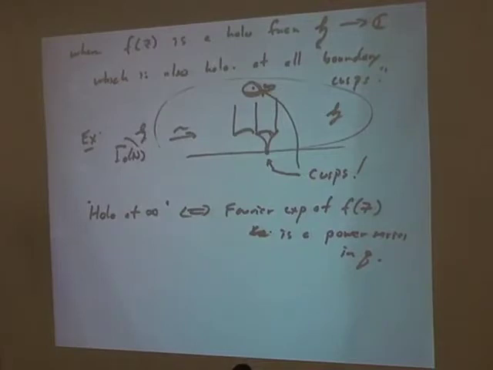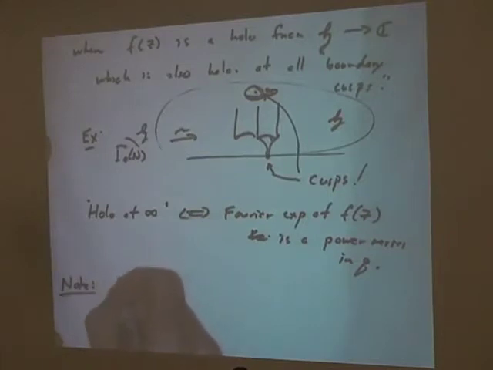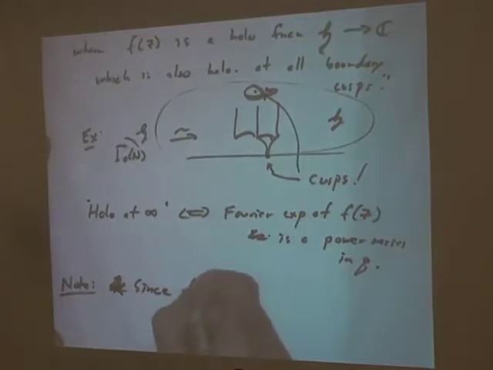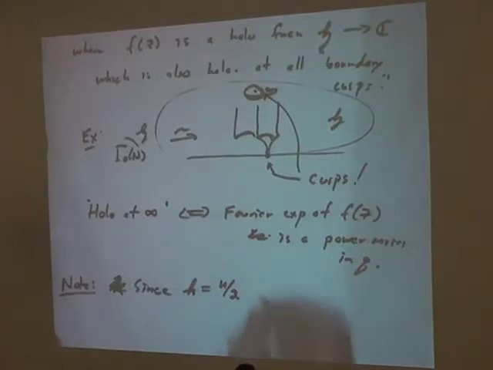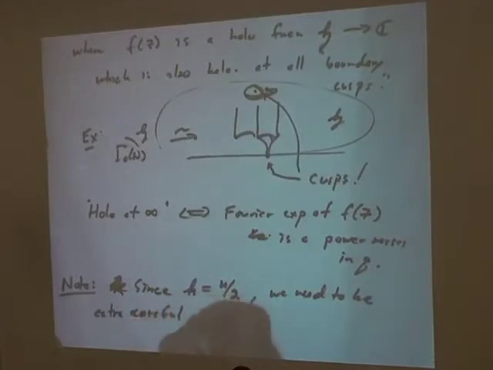So there's a subtlety here about the multiplier system. So let's say, note, since the weight is equal to half the number of variables. Okay, so the weight of the theta function is half the number of variables. We need to be extra careful if n is odd.